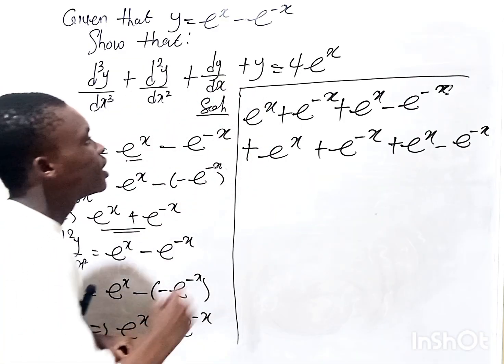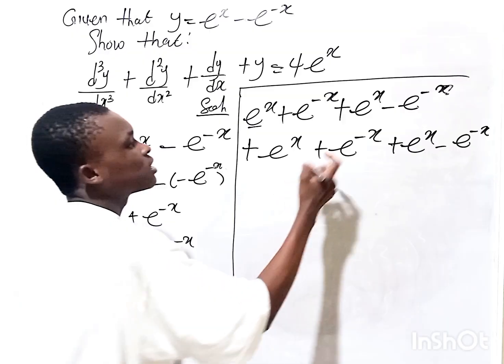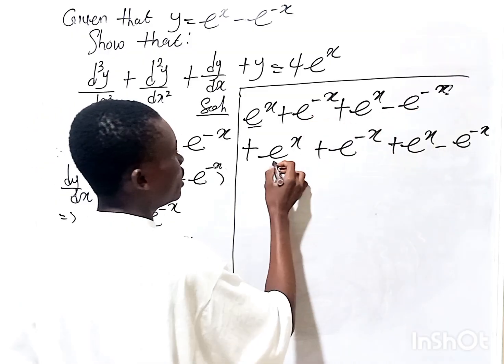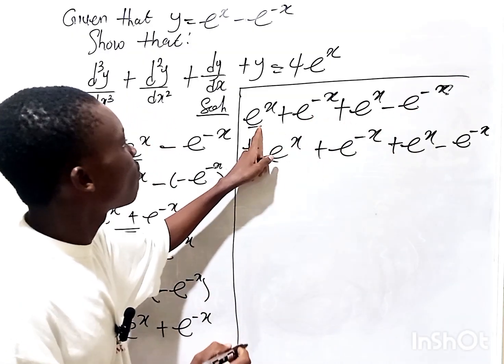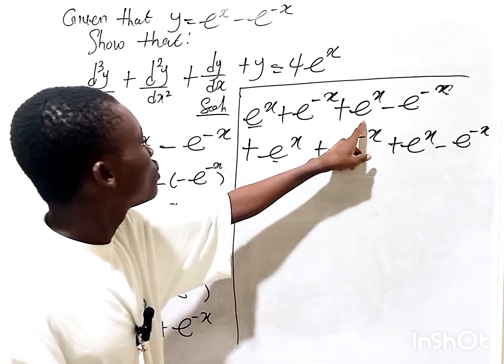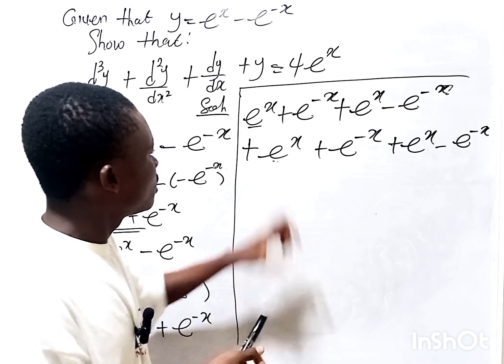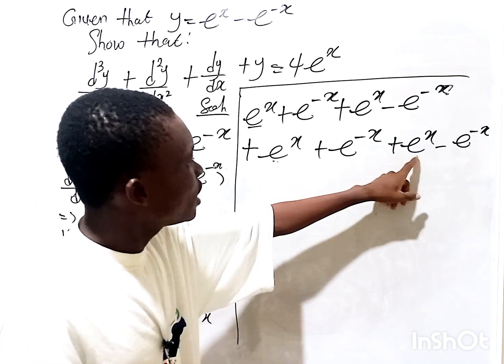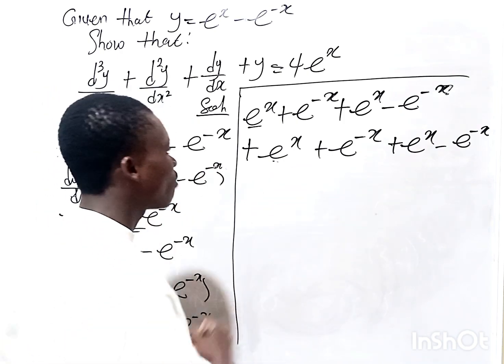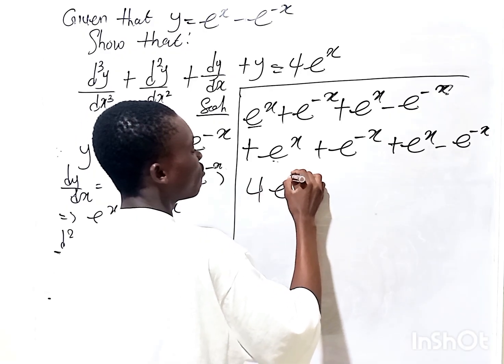So let's see. This is the first one. So we have e to the power of x plus e to the power of x. That means e to the power of x plus e to the power of x gives us 2e to the power of x. 2e to the power of x plus e to the power of x gives us 3e to the power of x. 3e to the power of x plus e to the power of x gives us 4e to the power of x. So this becomes 4e to the power of x.